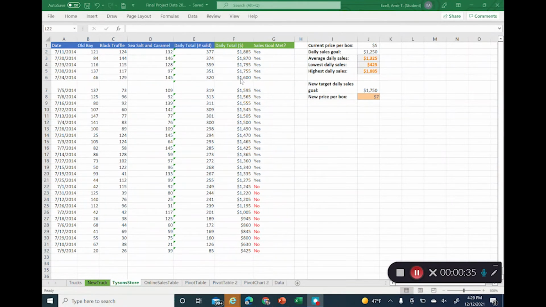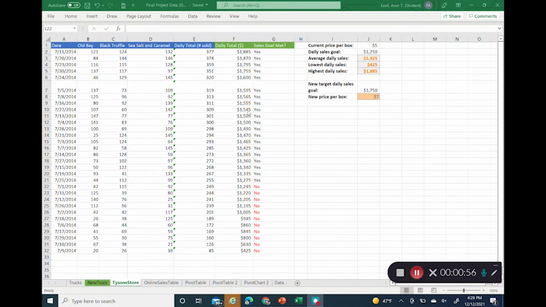On July 24th, we sold $1,600. On July 5th, we sold $1,595. On July 8th, we sold $1,565. On July 16th, we sold $1,555. And on July 22nd, we sold $1,545.